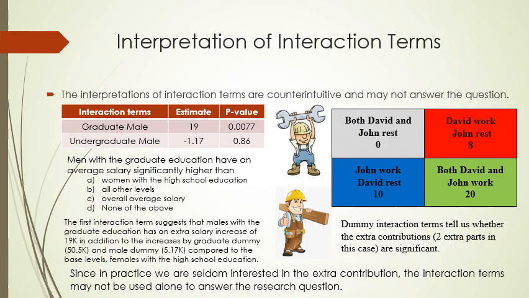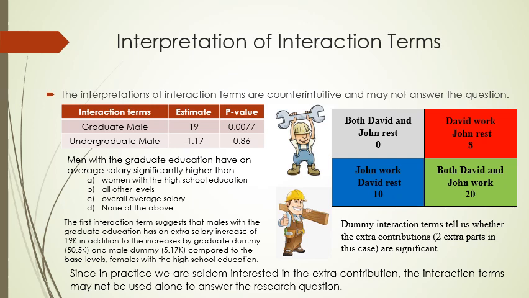The interpretations of interaction terms are rather counterintuitive. We may not be able to test the research question based on their significances. For example, the table shows the first interaction term graduate male is significant at a p-value of 0.0077. How do we interpret this significance?